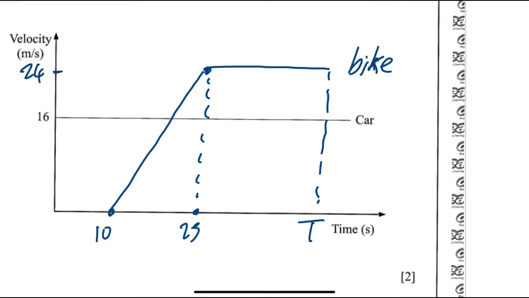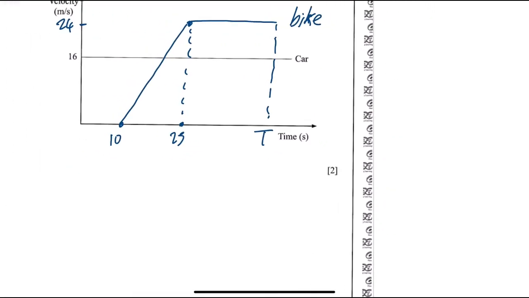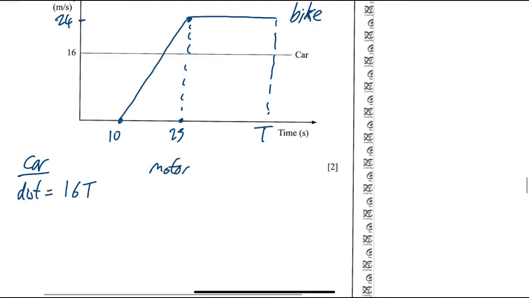So the car one is going to be easy. The distance for the car is just going to be 16 times t. I'm just going to do this here, just so I can see it. You would do it obviously in an exam in the correct place. But for the car, the distance is equal to just 16 times t. And for the motorbike, we have a wee bit more work to do.